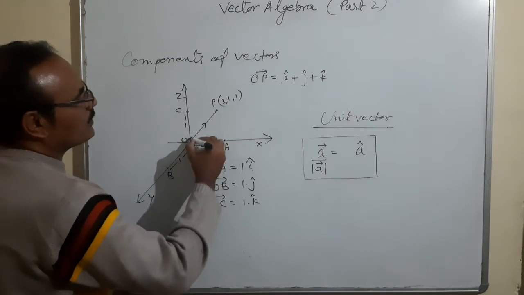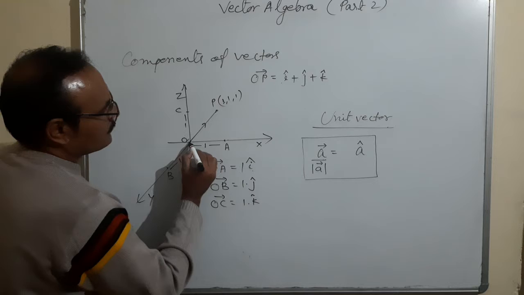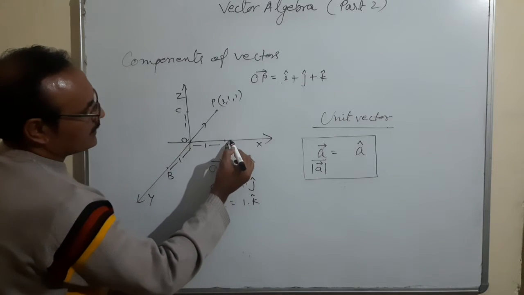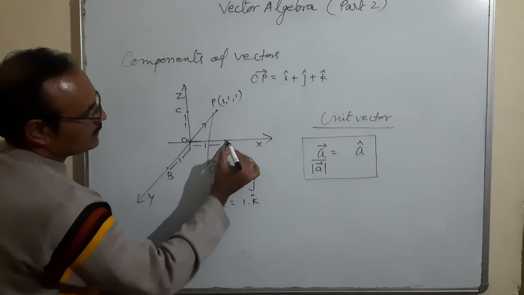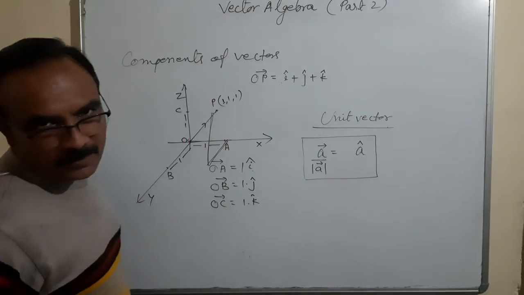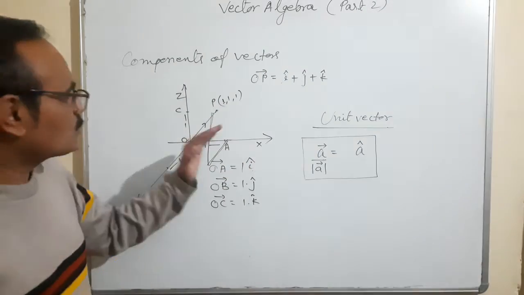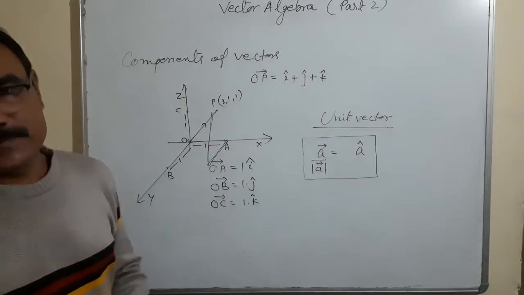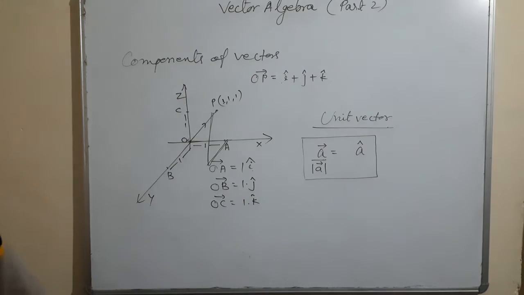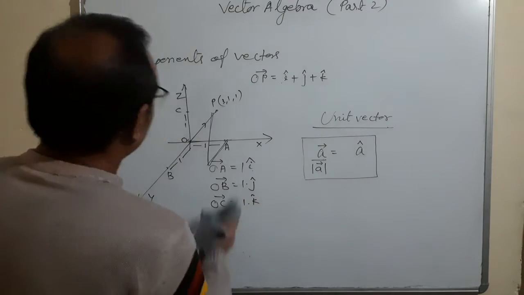In the vector we can use the path. Suppose we want to go from O to P, so first of all from O to A, after that A to B, and then B to C. So this plus this plus this, along the x-axis, y-axis and z-axis. So I plus J plus K. Okay, so these are the components of the vectors.